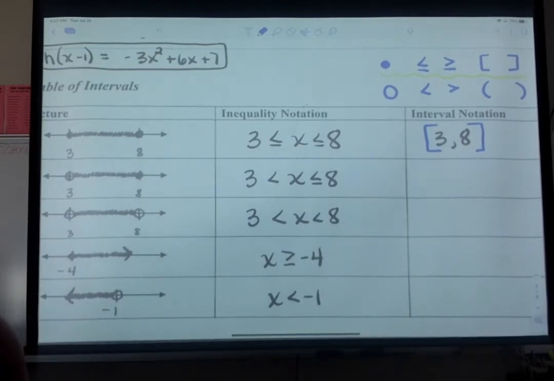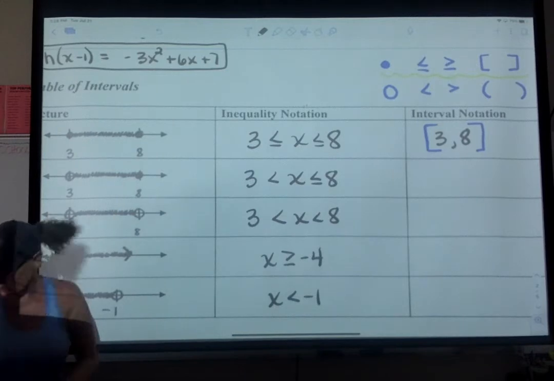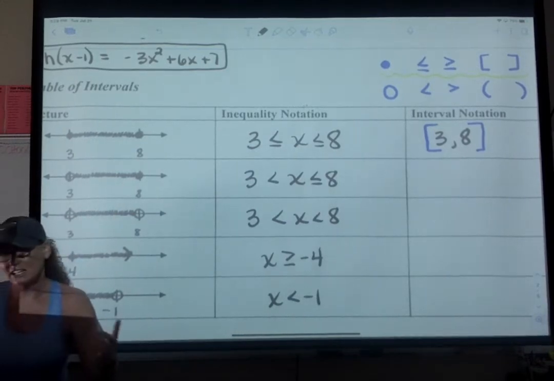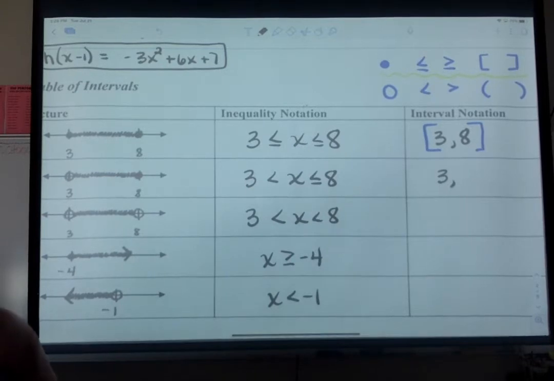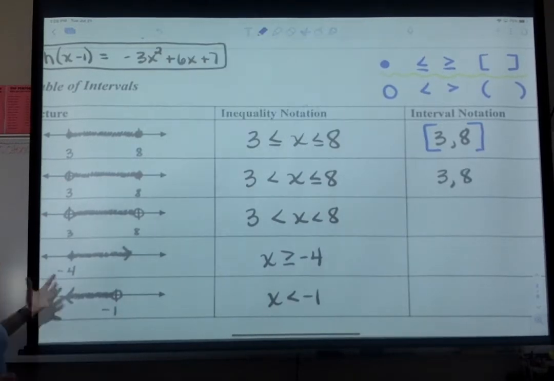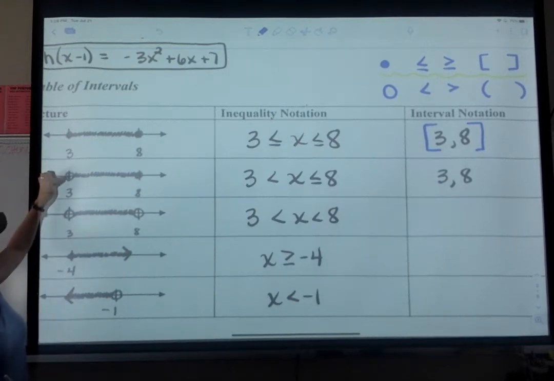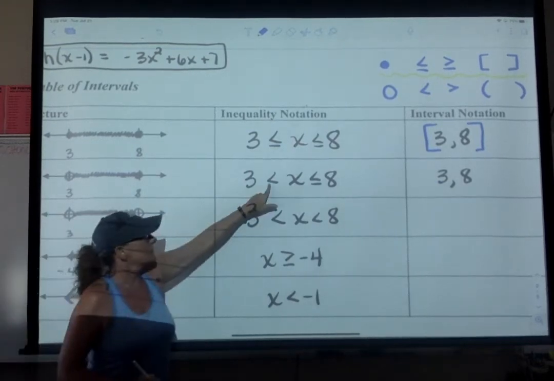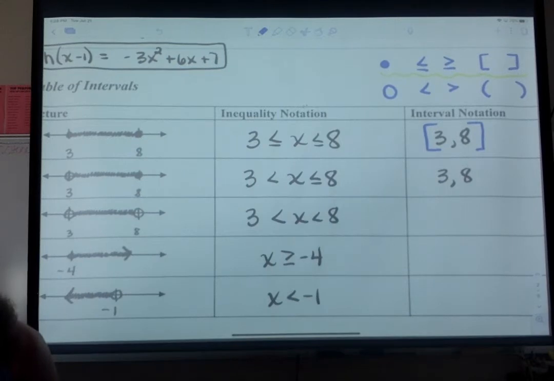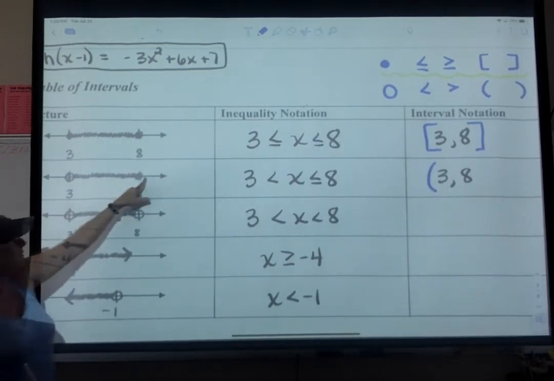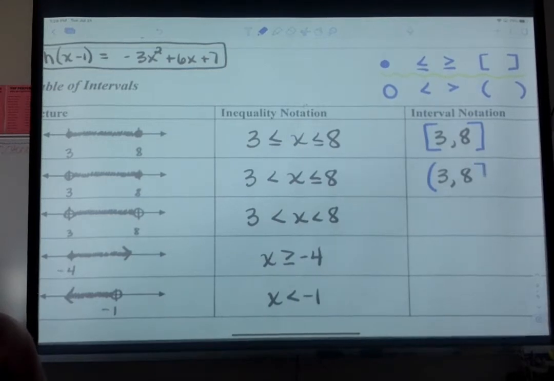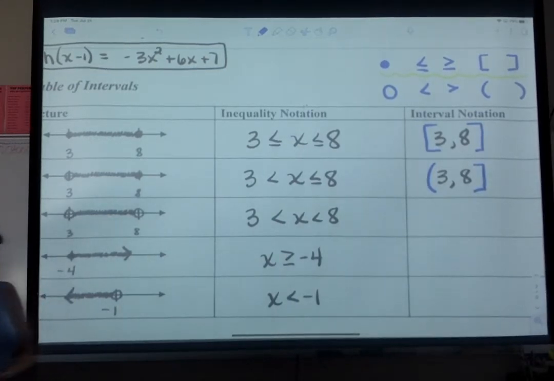Let's do the next one. I think you're going to get the hang of it. Where does it start? Where does it stop? Well, it kind of starts at 3, sort of. So I'm going to write 3. And it stops at 8. Okay. Now, what's going on at the 3? Well, it's open. It's not equal to. So around the 3, I'm going to put a parenthesis. But the 8, however, look, the 8's filled in. Bracket around the 8.